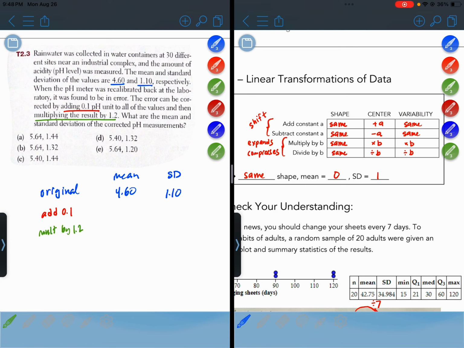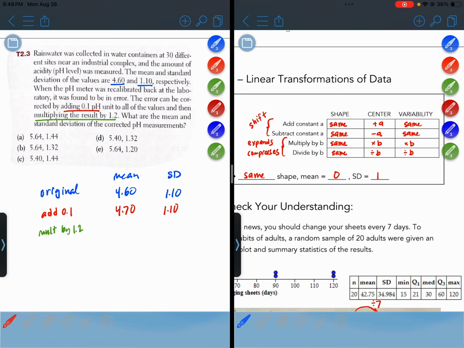Okay, so I know that the SD will stay the same, right? The data is just shifting. The mean should get increased by 0.1, so it'll be 4.70 now.